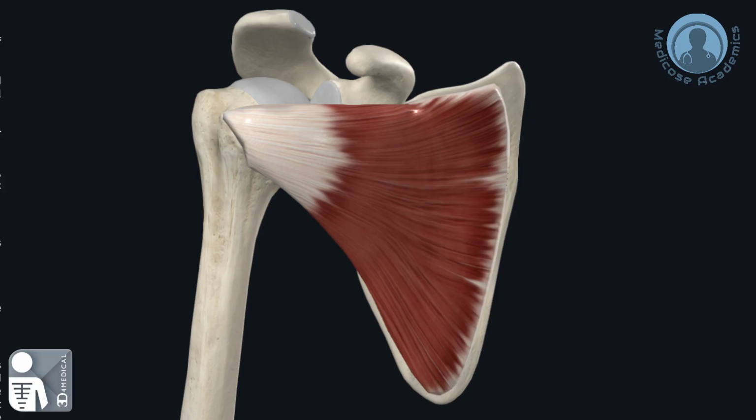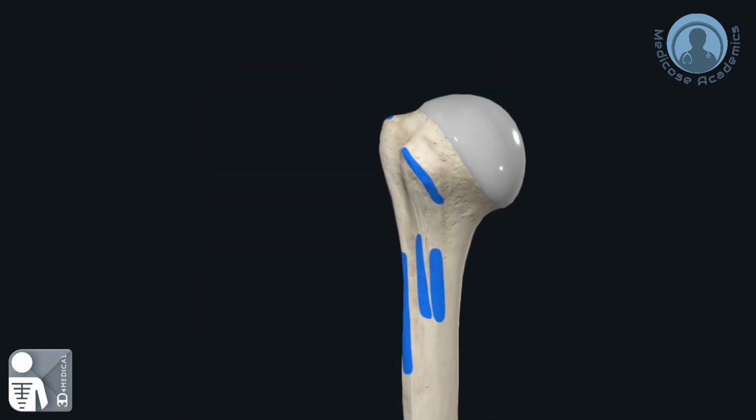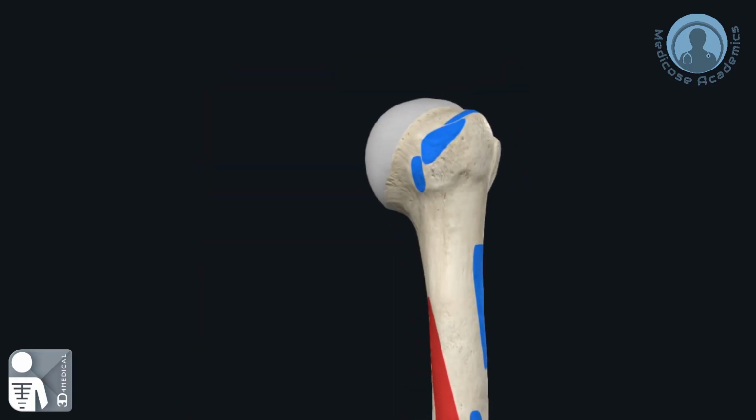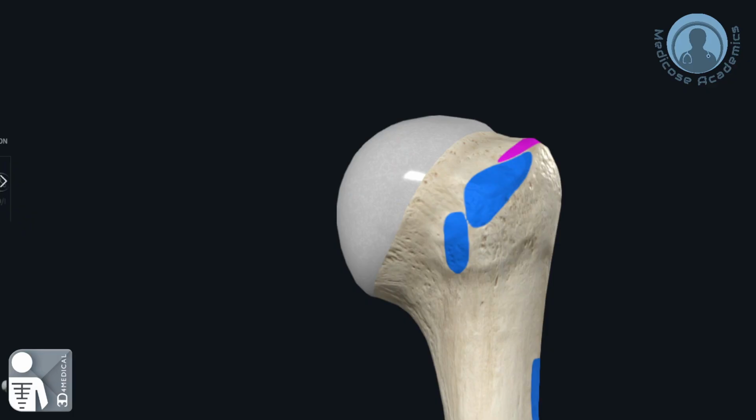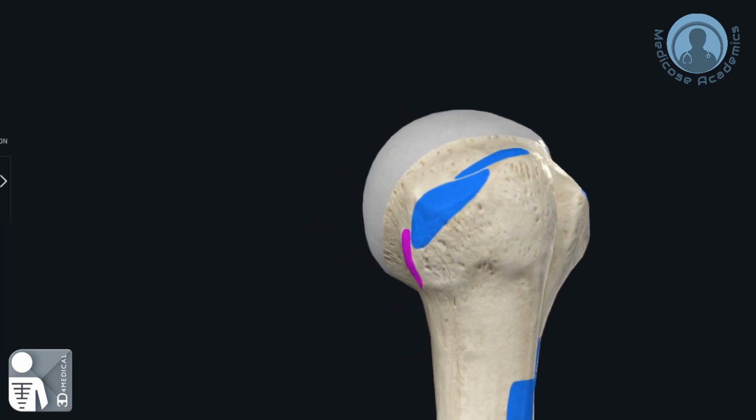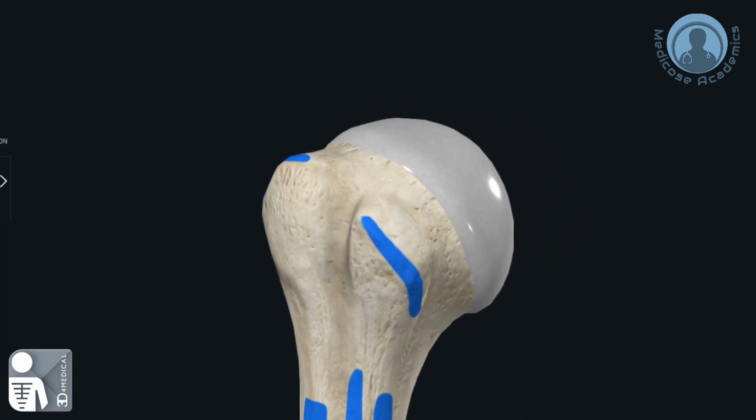SITS. You start with the greater tubercle. S means supraspinatus here, then infraspinatus, then teres minor, and on the front there will be subscapularis.